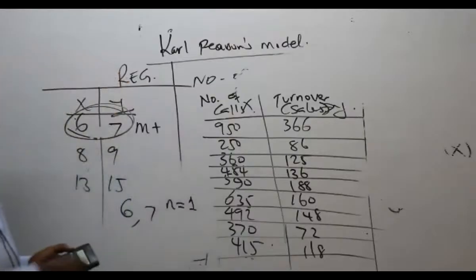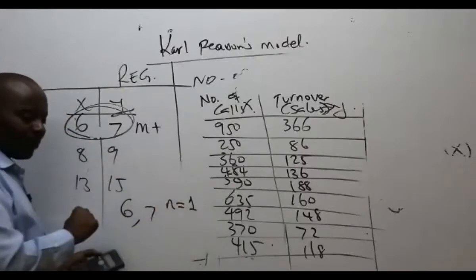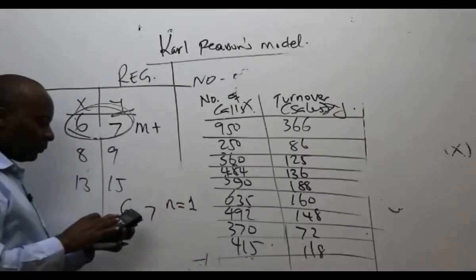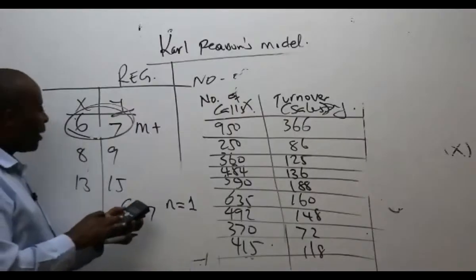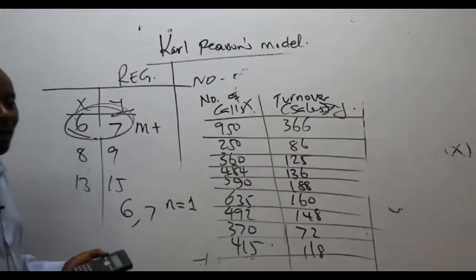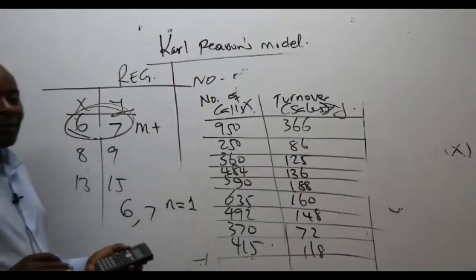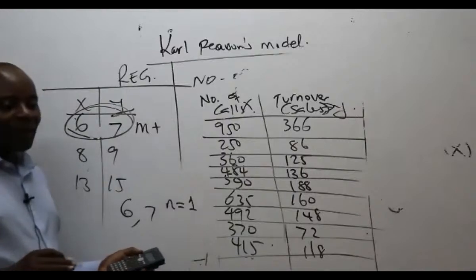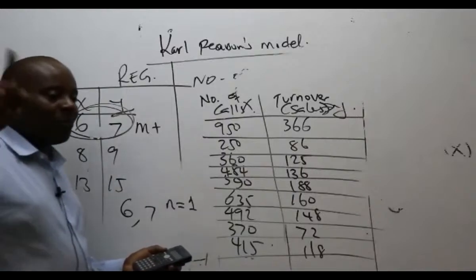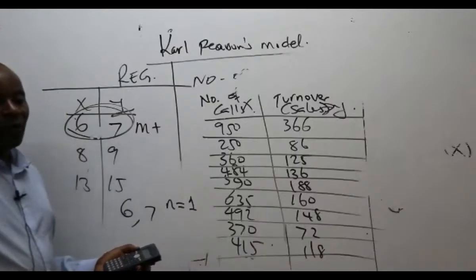Ladies and gentlemen, that straight away calls you to enter the second. So you come and say 8,9, then you say M plus. 8,9, M plus. Is there somebody who has been told that this time round N equals 2? Thank you very much, Maureen.